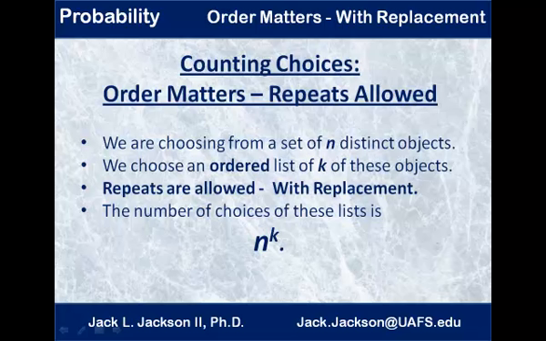So here's what we have. We're going to count something here. We're counting an ordered list of choosing K objects from a set of N distinct objects. So N was the number of people we're choosing from in the last example, and K was the number of offices. The repeats are allowed. Order matters. Repeats are allowed. Another way to say that's with replacement. And so the number of choices is just N to the power K. So another technique down.